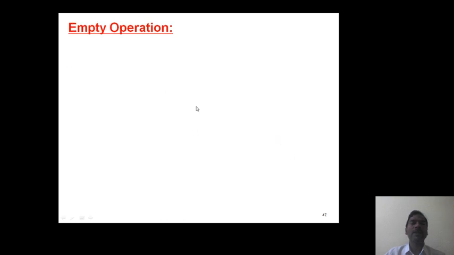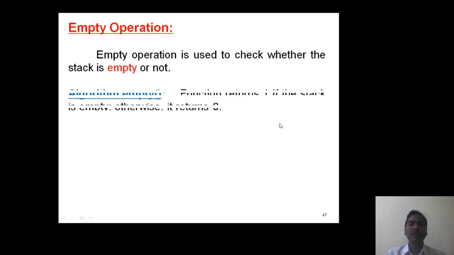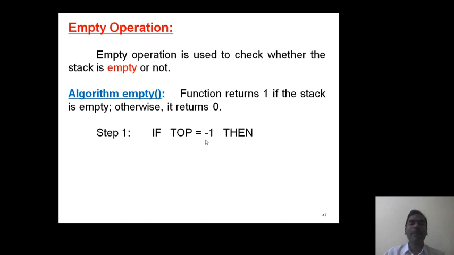Next operation, empty operation. So empty operation is used to check whether the stack is empty or not. Algorithm empty. The function returns 1 if the stack is empty, otherwise it returns 0. Process of checking. If top equivalent to -1, then that means stack is empty. Return 1. Else, return 0. End if.